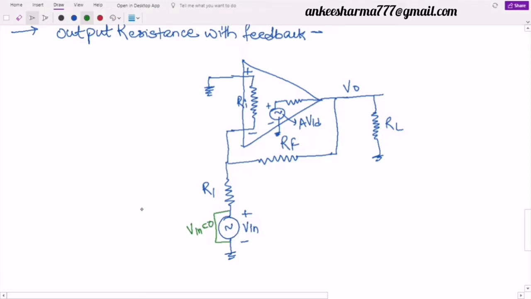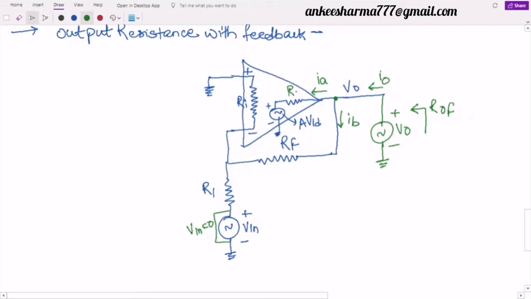Now one more thing, in place of my RL, I'm going to connect a voltage source over here. So I will remove this part and in place of this I will connect a voltage source. Why am I going to connect a voltage source? Because I need to find here the ROF value. So this will be now my V naught. Definitely due to this voltage source, some current will flow inside it and I will name it as I naught. This I naught will at this point break into two parts. So I will name these two currents as IA and IB.